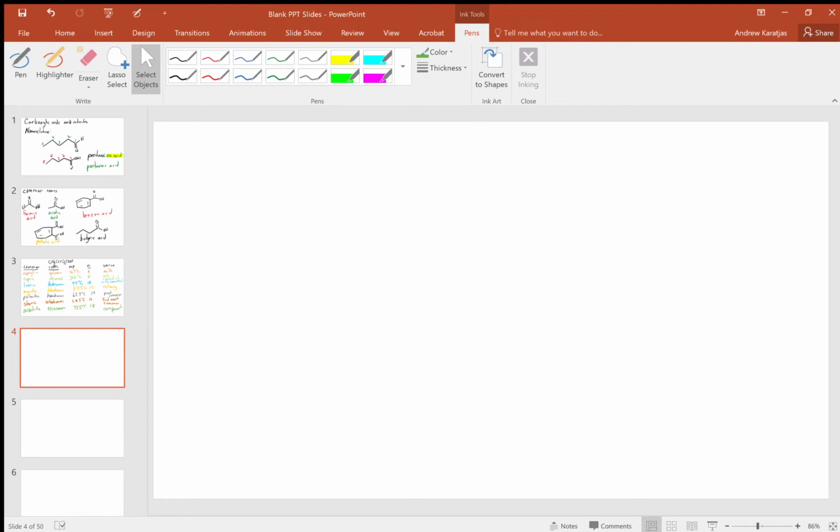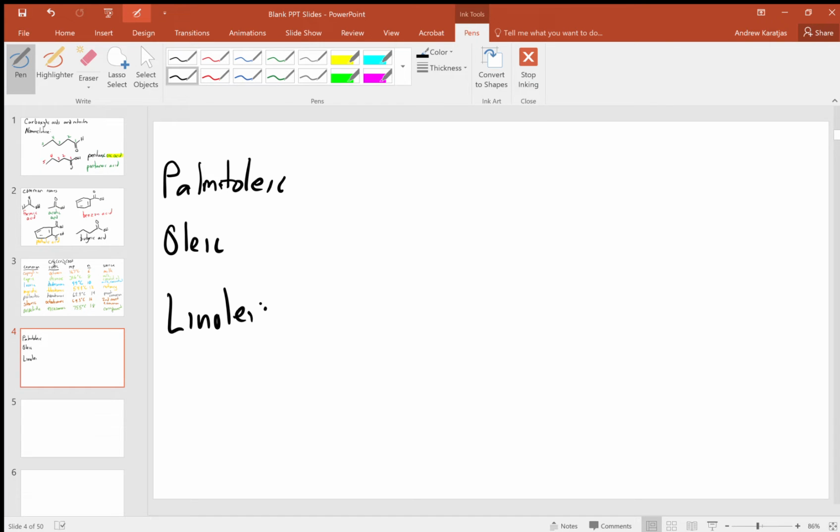So in addition to that group, there's also, of course, a number of unsaturated fatty acids, unsaturated long chain carboxylic acids that are also relatively important to us. And these include things like palmitoleic, oleic, linoleic, linolenic, and arachidonic. And we find these in a number of sources.